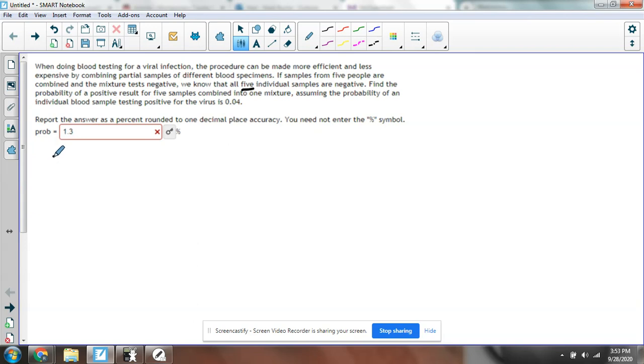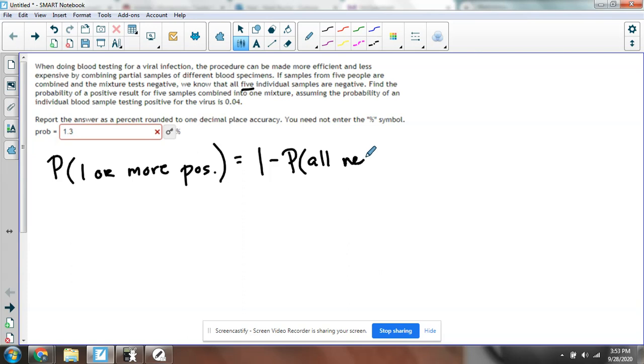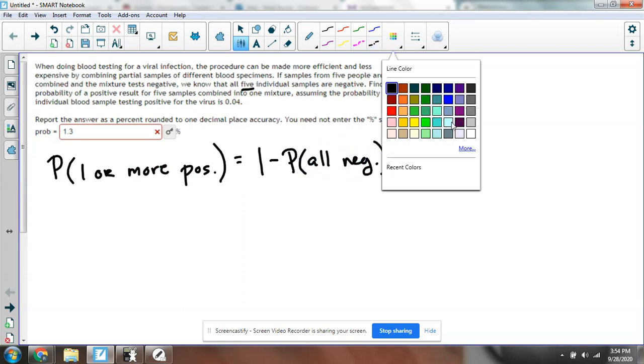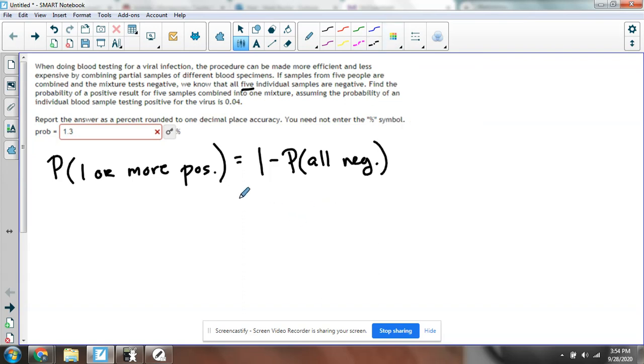Or it would be easier if I want to find the probability of 1 or more positives, that's just the same thing as saying 1 minus the probability of all negative. The only other possibility, if I have 1 or more positive, would be if there's 0 positives, or all negatives. So I'm just going to use the complement to figure out what this is by taking the probability of all negatives and subtracting it from 1.